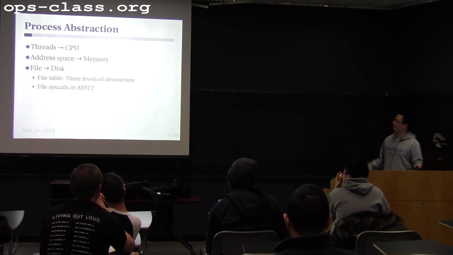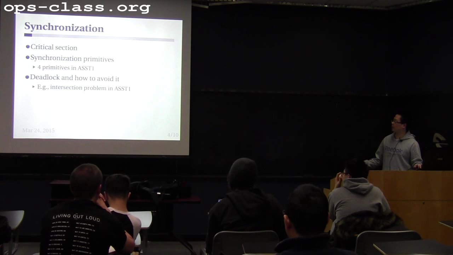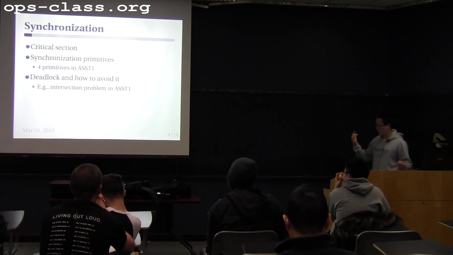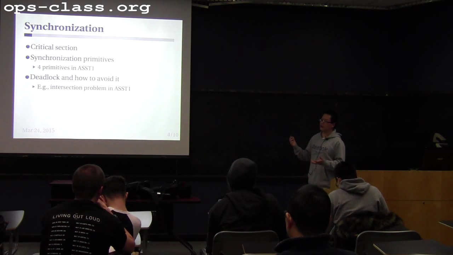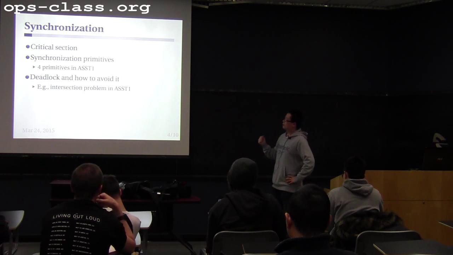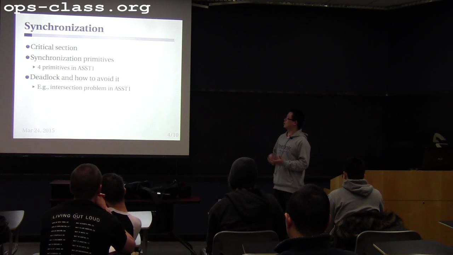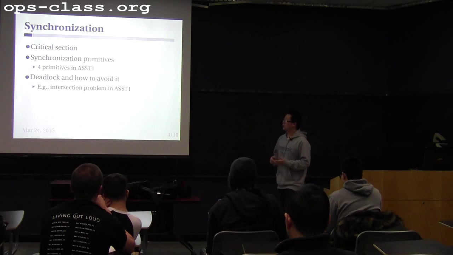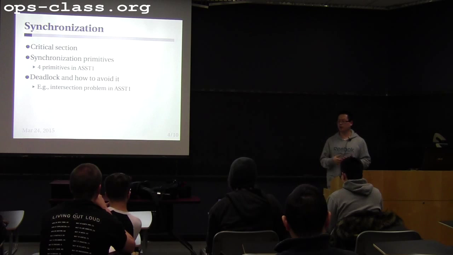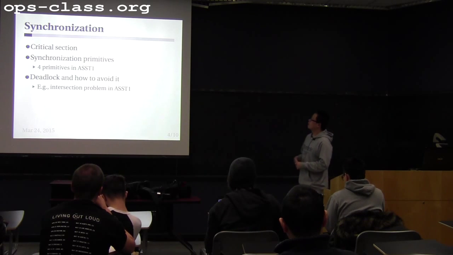And the later contents are mostly about this. For example, for synchronization, we talk about critical section, both in the lectures and the recitations. So what is the critical section, and what kind of synchronization primitives do we have to help us coordinate the access to the critical section? And for primitives, we have lock, we have semaphore, we have CV, and reader-writer locks, right? So you want to quickly go over the code in assignment one to get you familiar with these concepts.